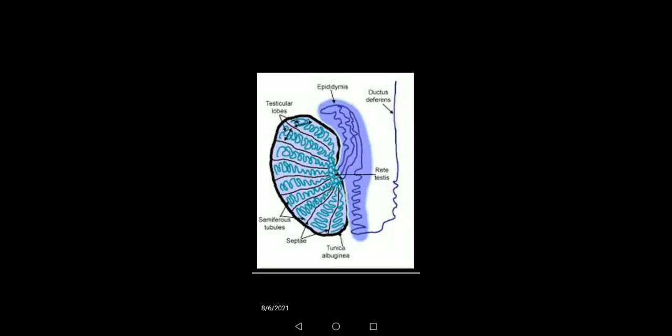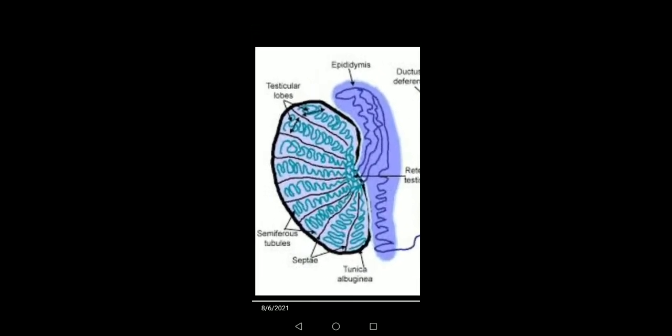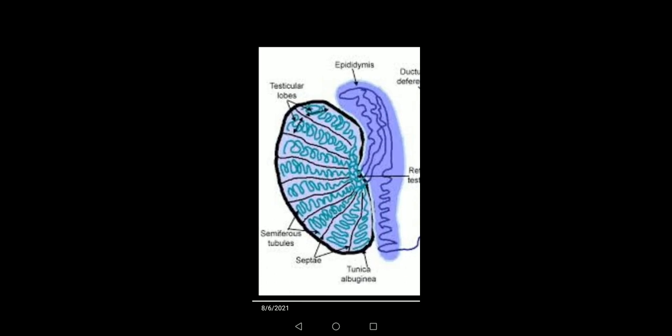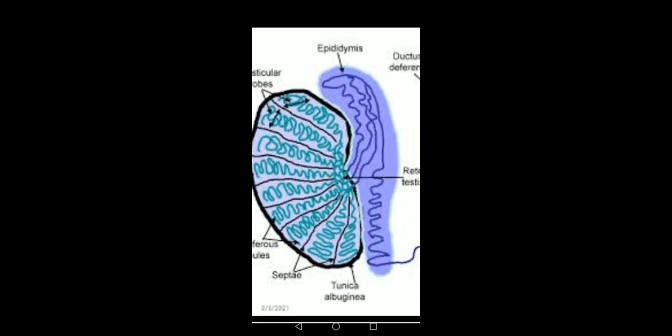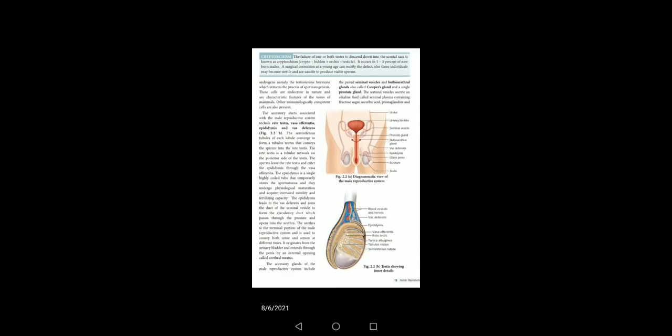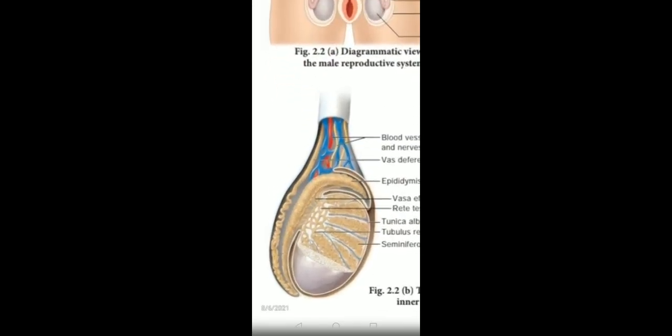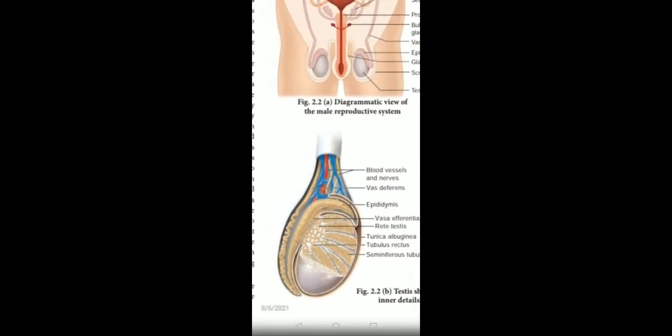I can explain it to you. Each testis is covered by an outermost fibrous covering, the tunica albuginea. Here, the black lined one. Can you see the parts? These parts can also be seen in your textbook, in the picture they have given here. So these are the parts present in the testes.